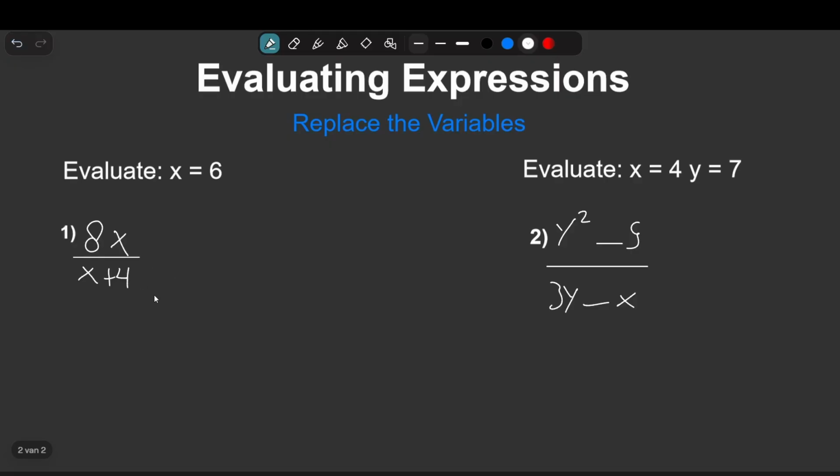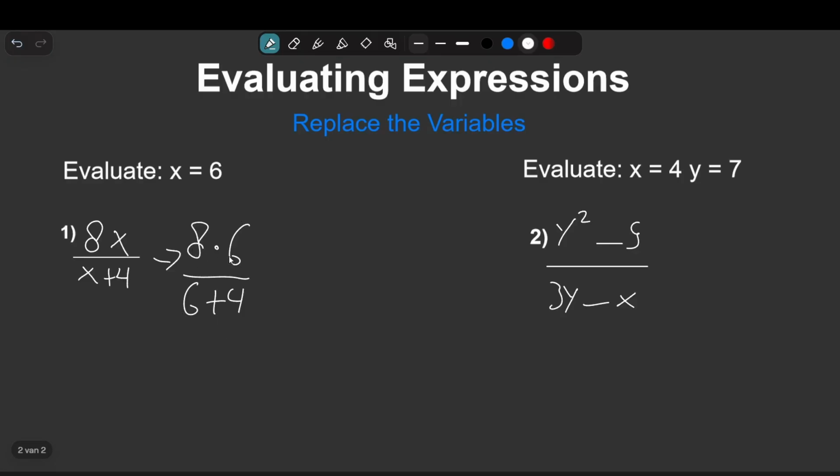We can start by first plugging in. So we're going to plug in our variable. So we have 8x, and this is going to be 8 times 6, like this. Again, if you have a variable next to a number or next to another variable, we are multiplying. So 8x and then the fraction and then x plus 4, which is 6 plus 4, like this. So now we have our fraction.